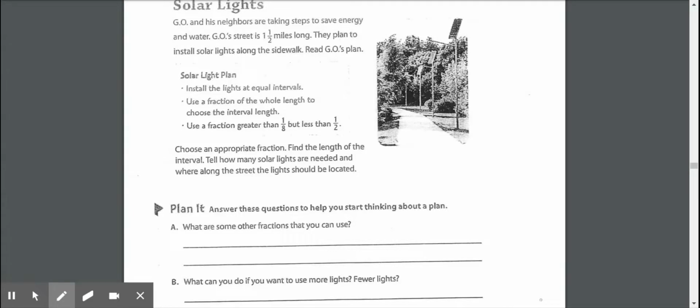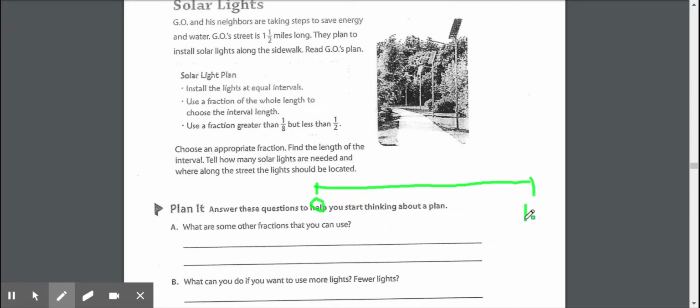Okay, so today we're going to do a problem that involves fractions. And Geo and his neighbors are adding solar lights along his street. And up here it says Geo's street is 1.5 miles long. So the first thing I'm going to do is draw his street right here. And his street starts at 0 and ends at 1.5.